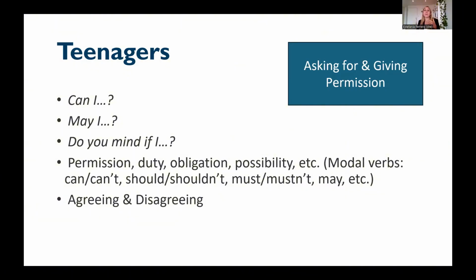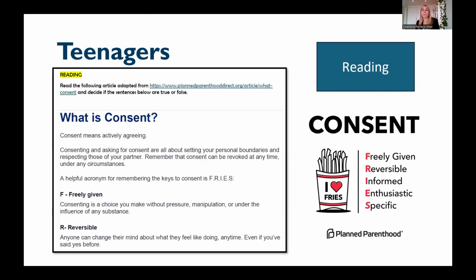Now, some reading. This is a fantastic acronym that Planned Parenthood has come up with. That is FRIES, and it highlights the main characteristics for consent to really be consent. F is for freely given, for instance, not under the influence or without any coercion or pressure. R for reversible, we can take it back anytime.